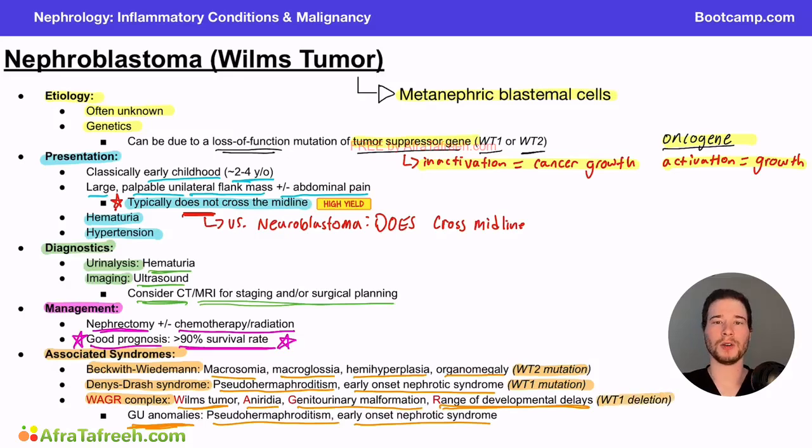So a classic vignette is going to be something along the lines of a 2-year-old comes to the pediatrician with their parent. The parent noticed a large abdominal mass in the patient and they wanted to get it checked out. Overall, the child is asymptomatic. However, they've been a little bit more fussy lately, crying a little bit. On vital signs, you notice that the patient has elevated blood pressure, which can be due to the fact that they have hypertension because these tumors are known to secrete renin. We know that renin can then activate the RAS system, leading to hypertension in a young patient.